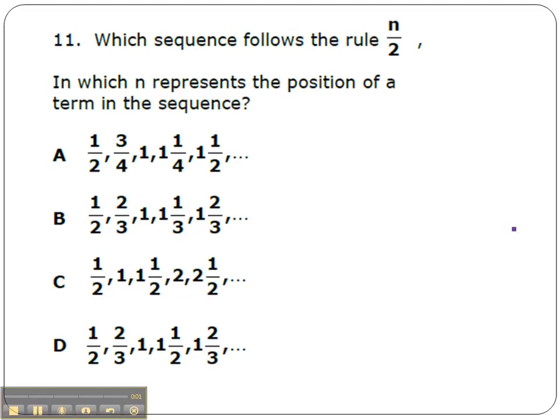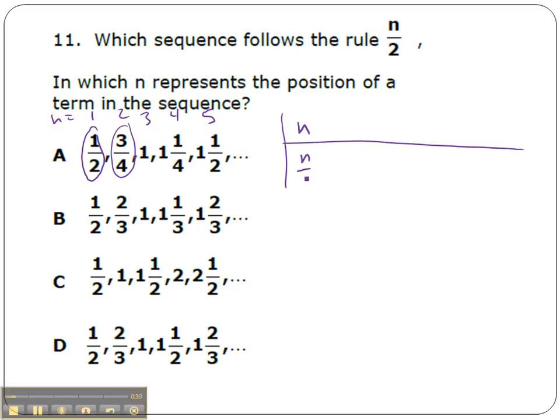Problem 11. Which sequence follows the rule n over 2 in which n represents the position of a term in the sequence? So again, we need to know that the first term in our sequence corresponds to n equals 1. The second term corresponds to n equals 2. So our values of n are 1, 2, 3, 4, 5. So let's make a table. N, and our rule is n over 2.